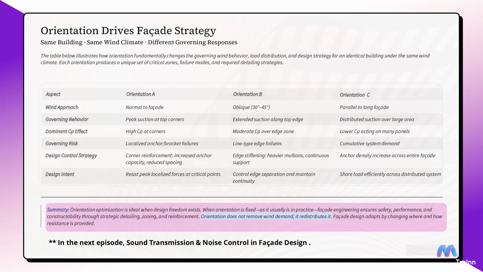Summary: orientation optimization is ideal when design freedom exists. When orientation is fixed, as it usually is in practice, facade engineering ensures safety, performance, and constructability through strategic detailing, zoning, and reinforcement. Orientation does not remove wind demand. It redistributes it. Facade design adapts by changing where and how resistance is provided. In the next episode: sound transmission and noise control in facade design.